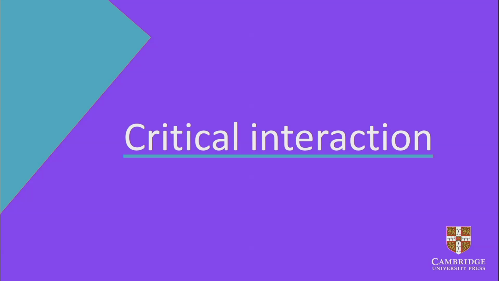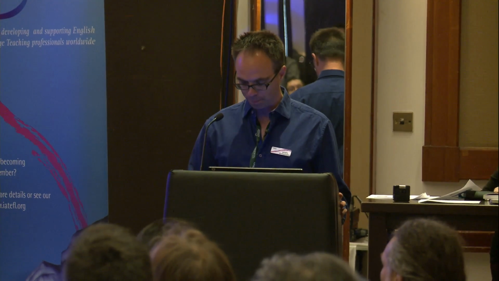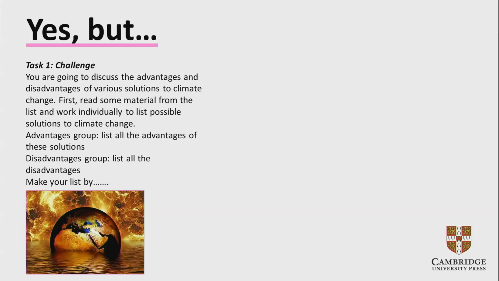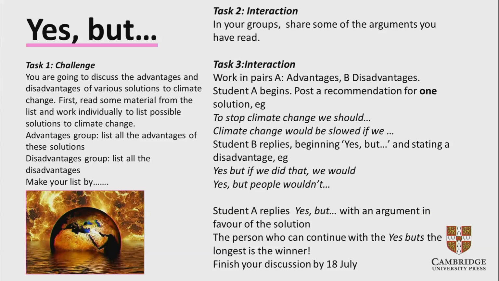So critical interaction is a bit like the factual interaction, but here we're asking more for opinions. This one is based on a speaking activity which people have done in class. In this case, you give them a series of readings about climate change, and they had to find the possible solutions to climate change. So that's the reading that they were given.